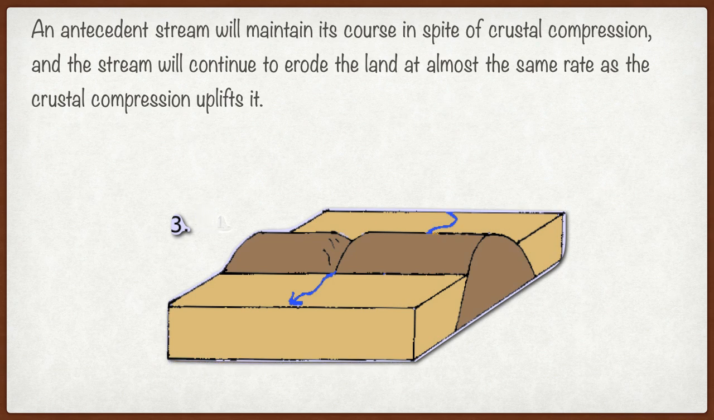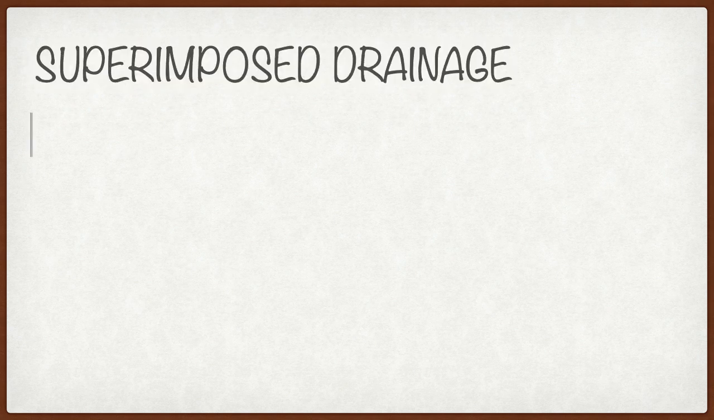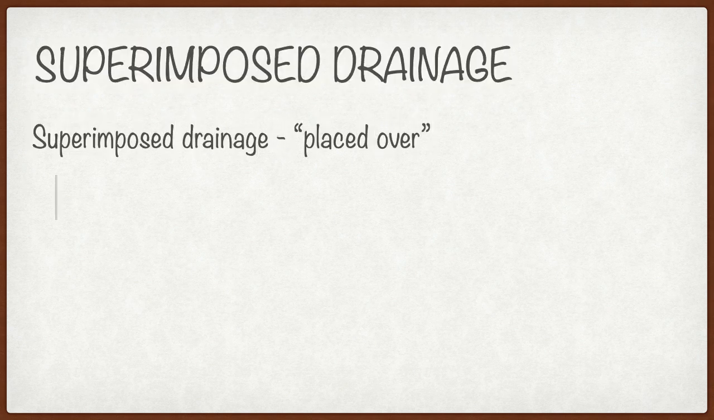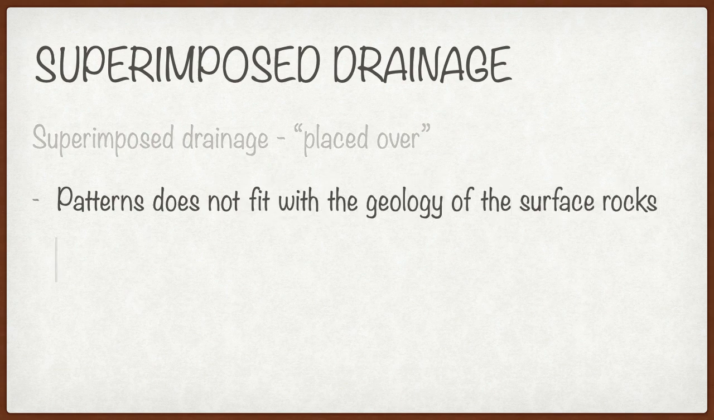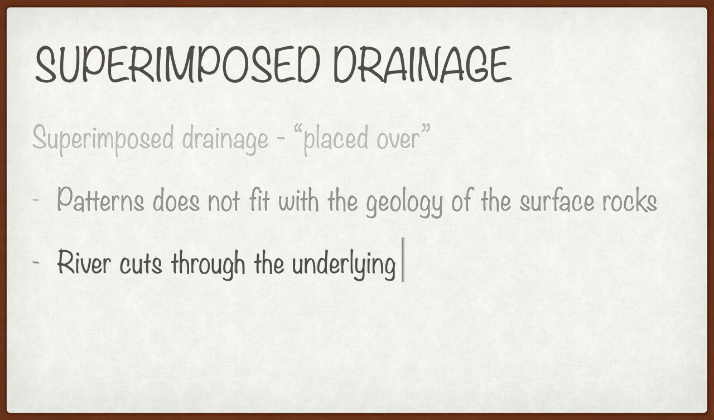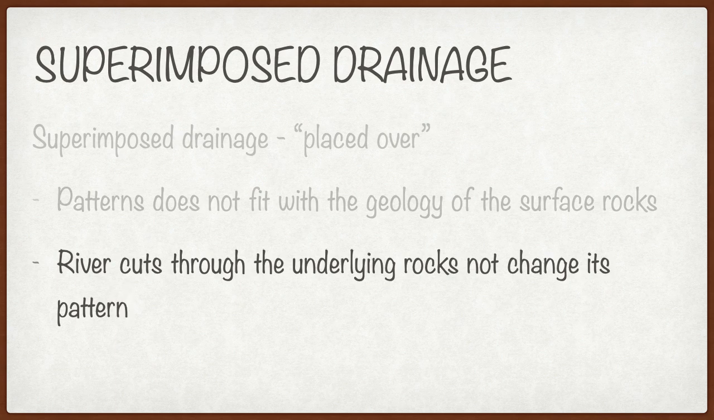Let's now look at another example, and that is of superimposed drainage. So what do we mean by superimposed? Superimposed means that it's placed over. So in other words, the drainage was placed over the landscape. And so when we look at the landscape now, the pattern of the river doesn't match the geology of the surface rocks. So what happened is the river cut through the underlying layers, and as it cut through those layers, its pattern did not change.